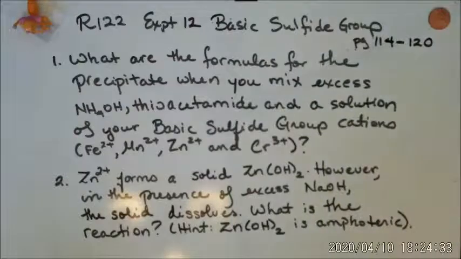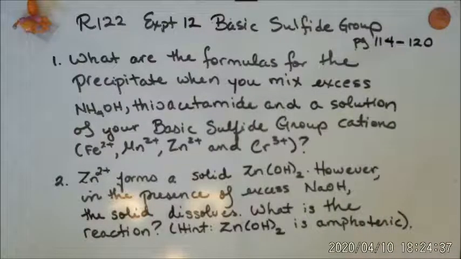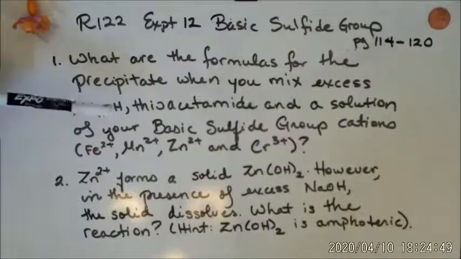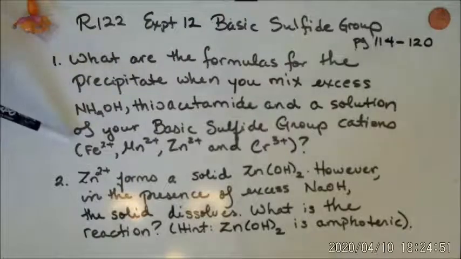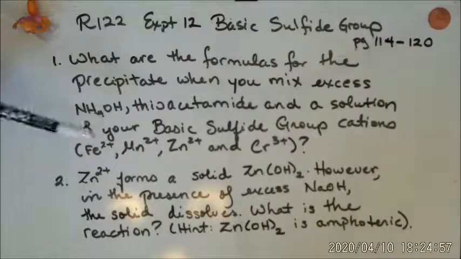Okay? And once you finish reviewing pages 114 to 120, then I want you to answer the following questions. The first one is, what are the formulas for the precipitate? Okay, so when you mix an excess of ammonium hydroxide, the thioacetamide, and a solution of all your basic sulfide group cations, so that'll be your iron 2, manganese 2, zinc 2, and chromium 3.